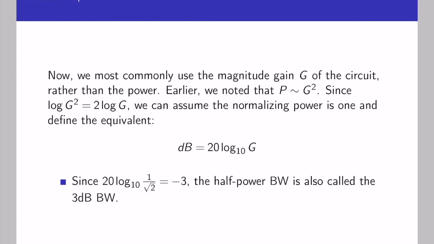Notice that 20 log base 10 of 1 over the square root of 2 is equal to -3. That's the half power bandwidth, and it's also sometimes called the 3 dB bandwidth.